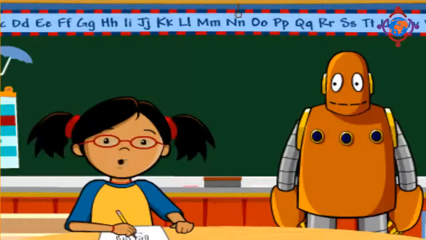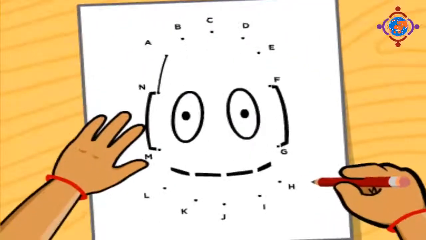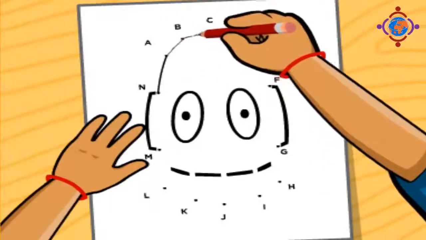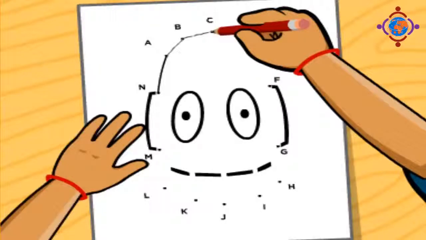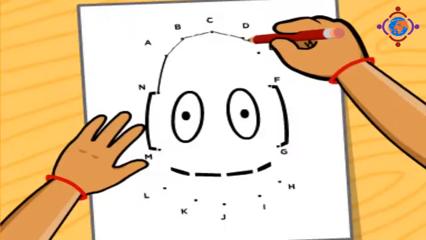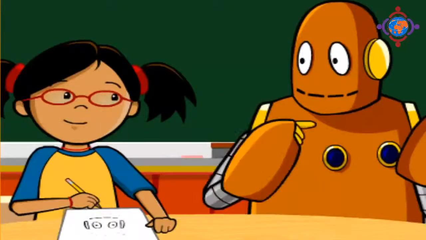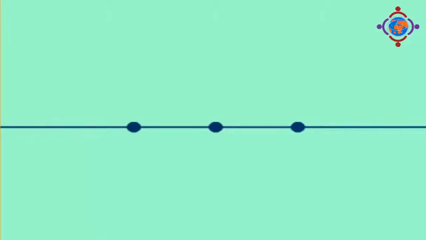We can label points with letters. To finish this picture, you connect point A to point B. Then connect point B to point C, and point C to point D, and so on. A line is made up of points that are right next to each other. A line continues in both directions with no end. The arrowheads at each end show that the line goes on forever.